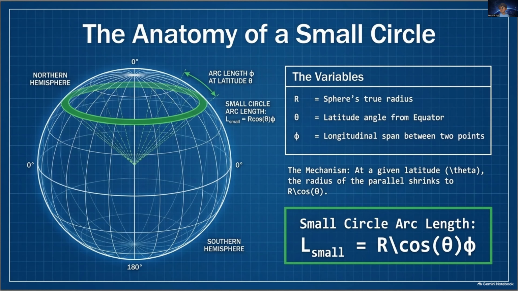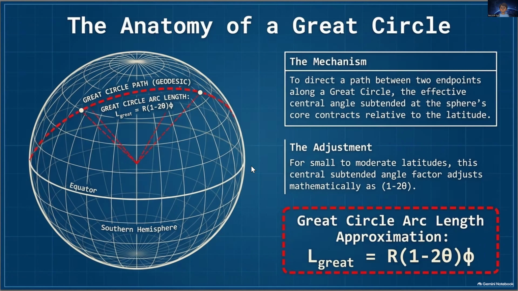The mechanism at a given latitude theta: the radius of the small circle is r times cosine theta. Small circle arc length is r cosine theta times phi, from the northern hemisphere to the southern hemisphere. Then the alternate, the great circle.